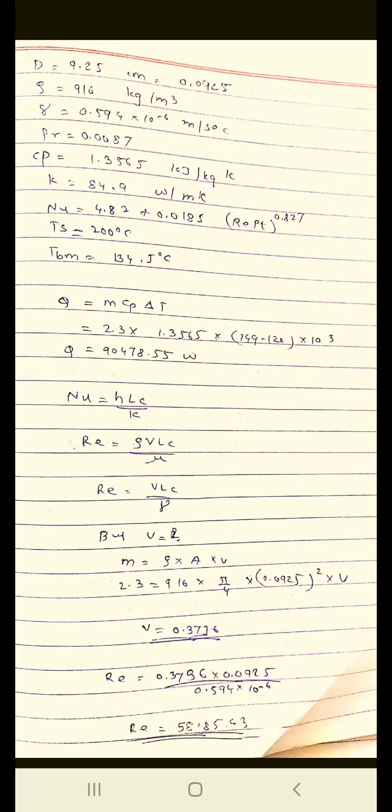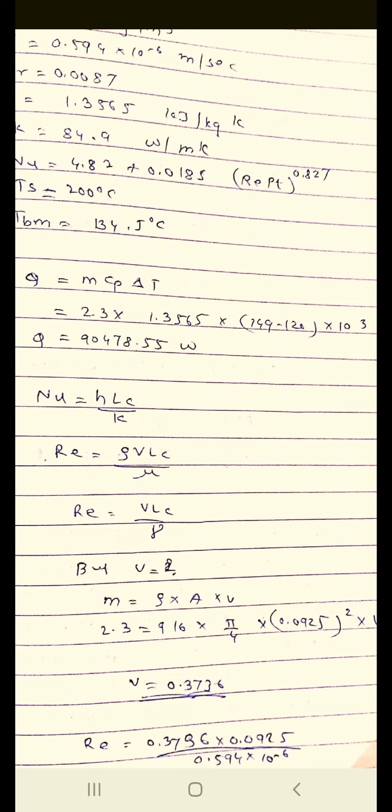the heat transfer formula Q is equal to m Cp delta T for calculation of the heat. So Q is equal to mass flow rate into specific heat into delta T. Put all these values and we will get Q. Now we know that Nu is equal to h Lc by K, but we don't know h, so we cannot calculate the Nusselt number directly. Put as it is.